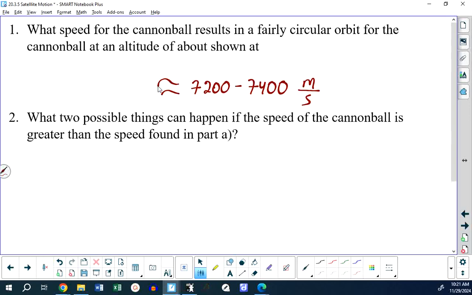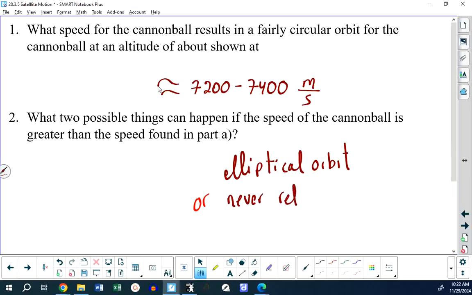What two possible things can happen if the speed is greater than the speed found? So if the speed is too small, it hits the Earth. If the speed is too great, it could still result in an orbit, what we call a stable orbit, but it will be elliptical. So if you go beyond this speed, you get an elliptical orbit. Or the object never returns. And we saw both of those, right?